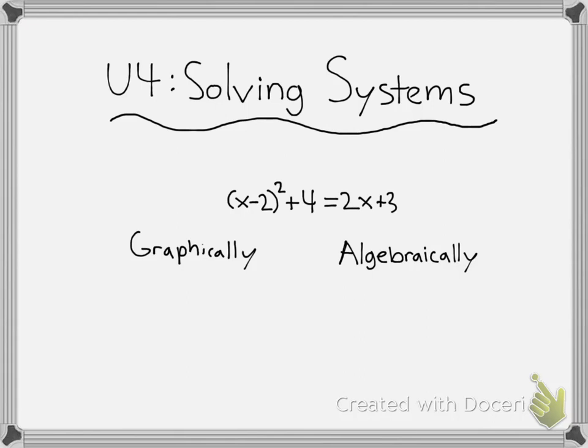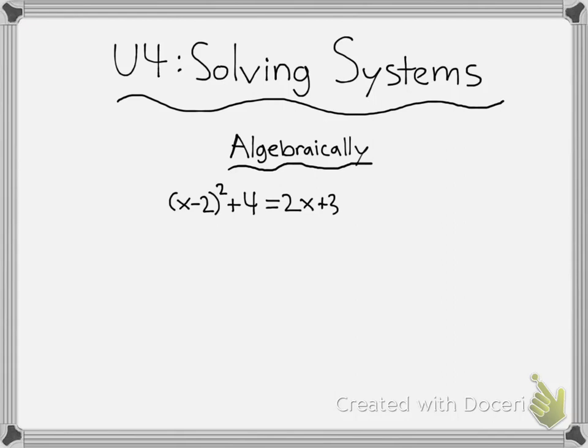So there's two main ways that we can solve for the solutions to this system, and those ways are graphically and algebraically. Graphically, obviously, having to do with drawing a graph, and algebraically requires doing algebra. So we'll start with algebraically first. So for algebraically, once again, let's write down our equation. (x minus 2) squared plus 4 is equal to 2x plus 3.